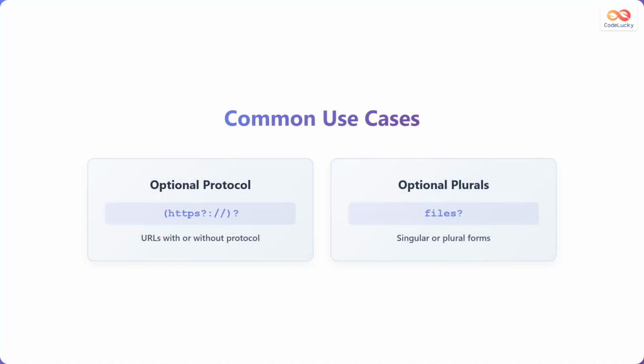The question mark quantifier is commonly used in scenarios like matching optional protocols in URLs with the pattern (https?://)?. It is also useful for matching optional plurals with the pattern FILES? to match both the singular and plural forms of a word.